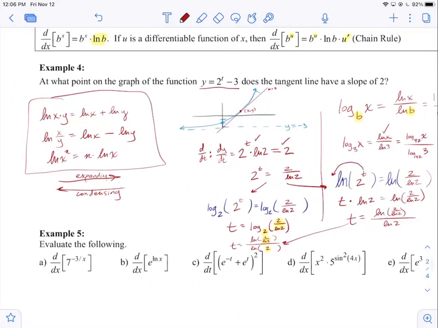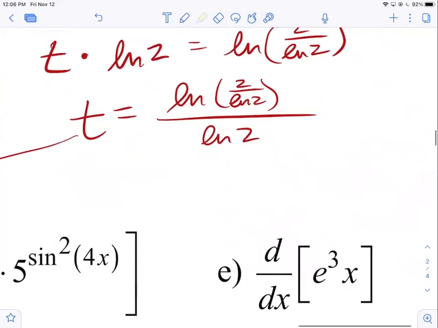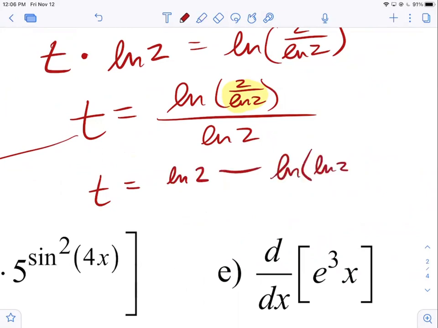Okay, so here's what we could do in the top. I have the natural log of a quotient, right? So I can actually write that as the difference of 2 logs. So it's going to be the natural log of the numerator, the 2, minus the natural log of the denominator, which is the natural log of 2, all over the natural log of 2. So that second term in the top is now simplified. All right, so that looks a little bit better already, right?